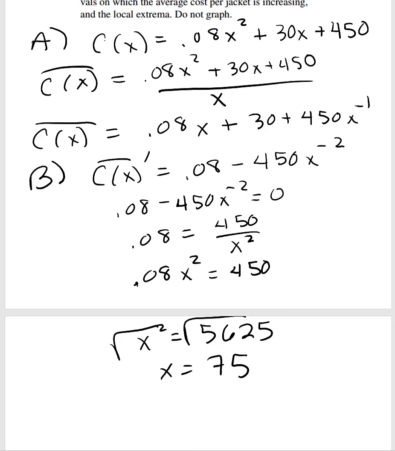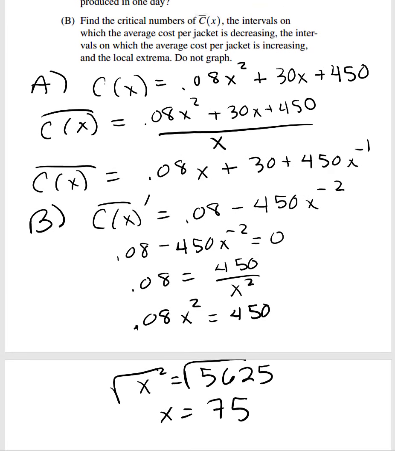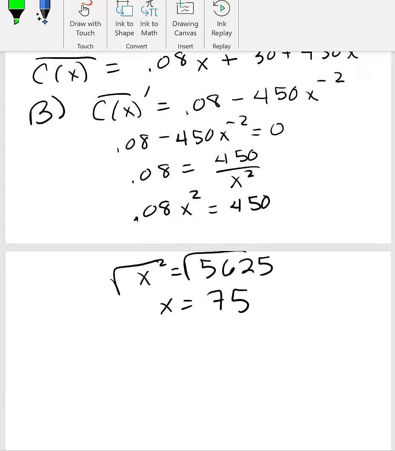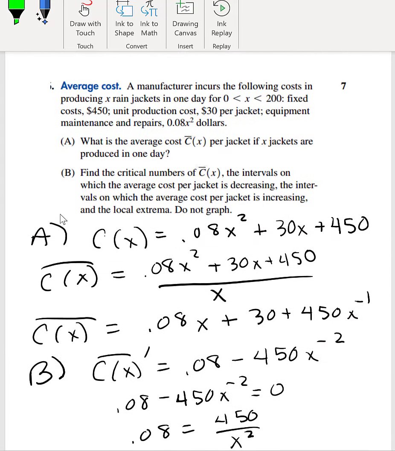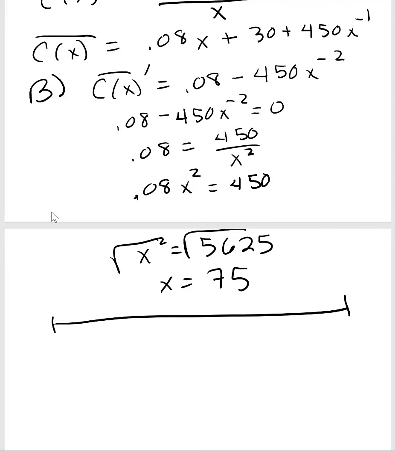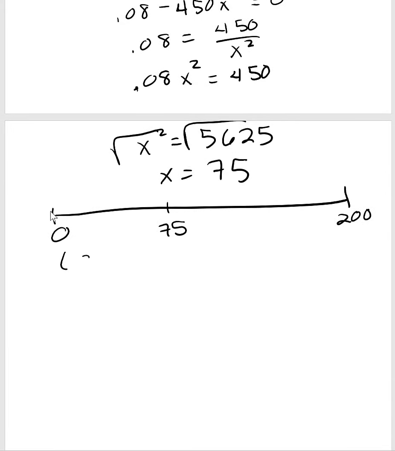Okay. That was the first part. So first it says, find the critical numbers. So we found the only critical number, it was 75. Now we want to find the intervals where the average cost per jacket is decreasing and the intervals where the average cost per jacket is increasing. This will help us find the extrema. So we're going to use the first derivative test to break up the domain. Now go back and look at the domain that was given at the beginning as 0 to 200. So we don't have this negative infinity to infinity part here. This time we have 0, we have the critical number of 75, and then we have the endpoint of the domain, 200. So this makes our intervals 0 to 75, and then 75 to 200.